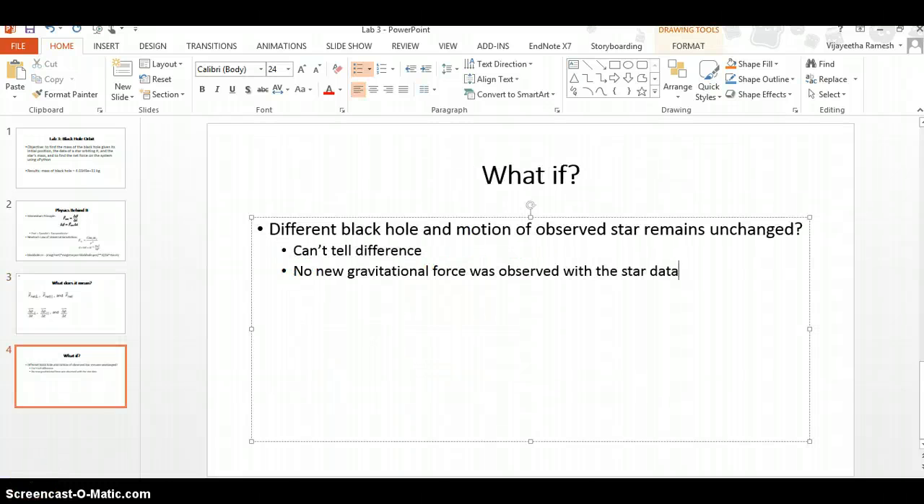So what if a different black hole was present in place of the old black hole, yet the motion of the observed star remains unchanged? We wouldn't be able to tell the difference, because the new black hole's gravitational force did not present any observable change to the star's position data. Therefore, we wouldn't be able to tell that it was a different black hole with a different mass.